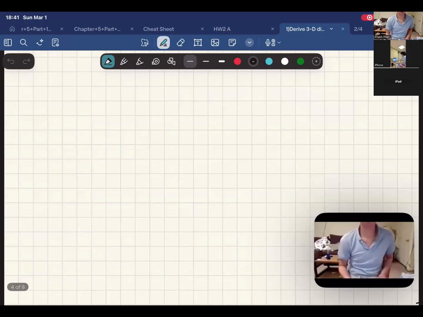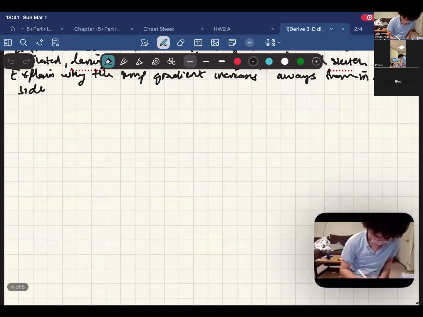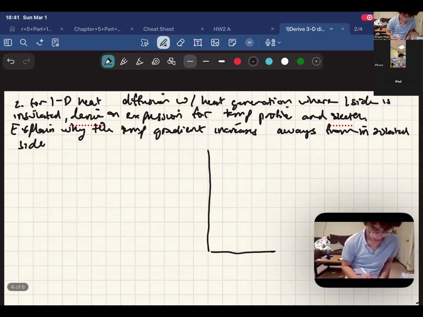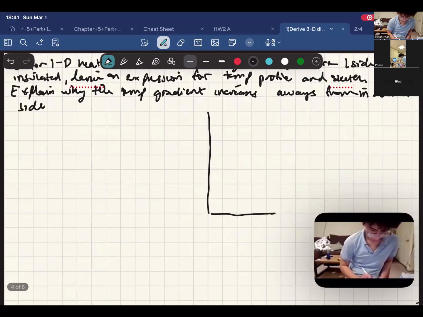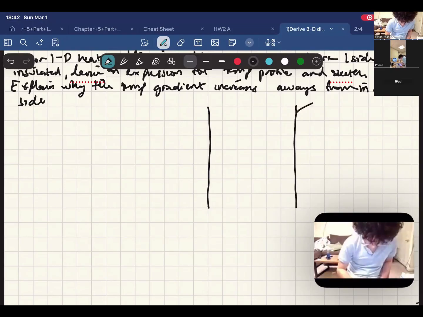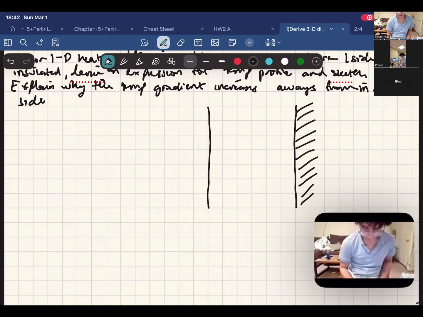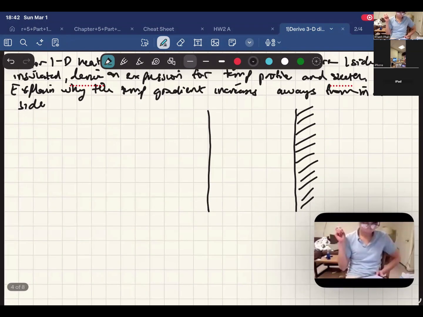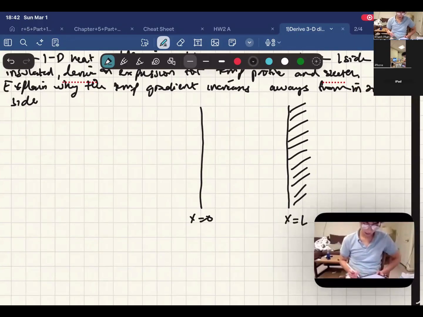So first we're going to draw the scenario out, okay? And then the right side is insulated. So let's call this x equal to 0, and over this side x equal to L.